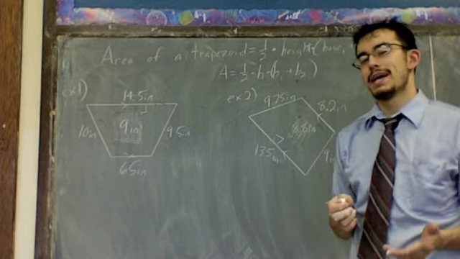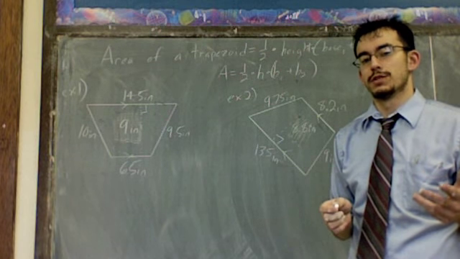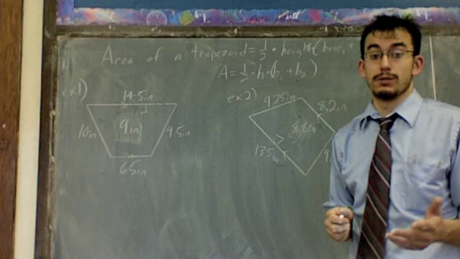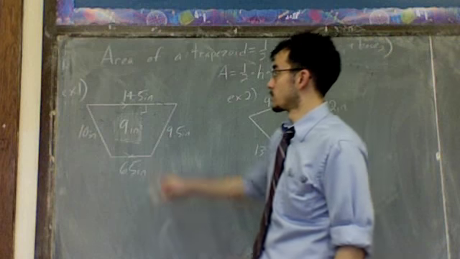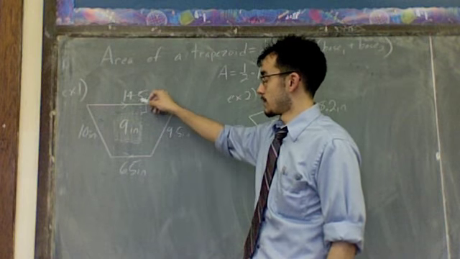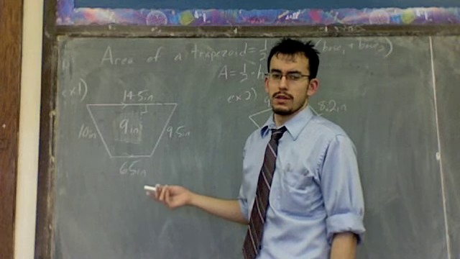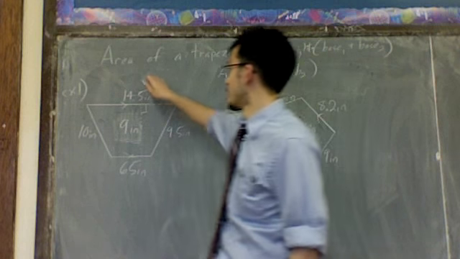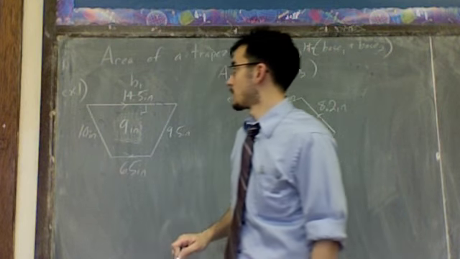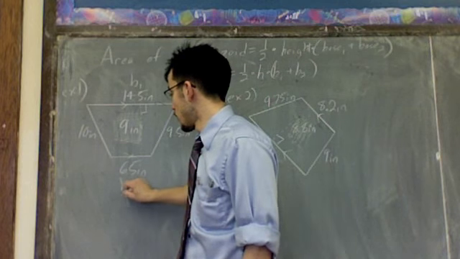Okay, when I say base of a trapezoid, I mean one of the two sides that are parallel to each other. So in this particular trapezoid here, the two sides that are parallel to each other, you see the marks, these are my two bases. It doesn't matter which one the first base is and which one the second base is. That's totally your choice. So I'll make the top one, 14.5, my base 1, and I'll make 6.5 inches my base 2.